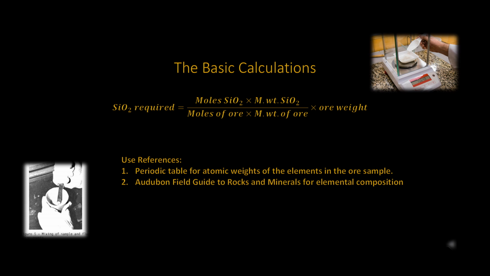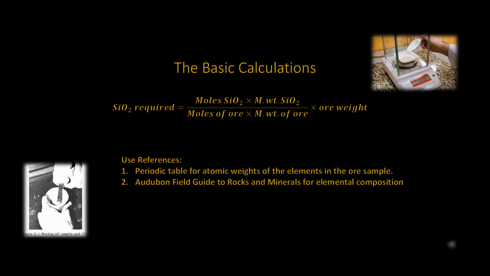I mentioned a while back in an earlier presentation to download a free copy of the periodic table, as well as investing in the purchase of the Audubon Field Guide to Rocks and Minerals. This little book can be purchased from any local bookstore. It is a popular book that is used as reference material by many geologists and mineral assayers, not to mention the everyday rockhound.